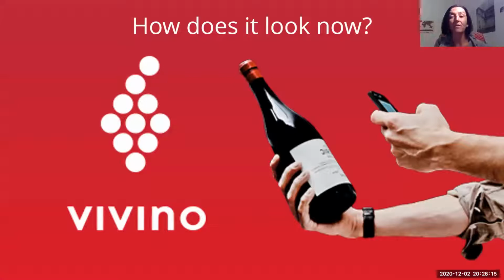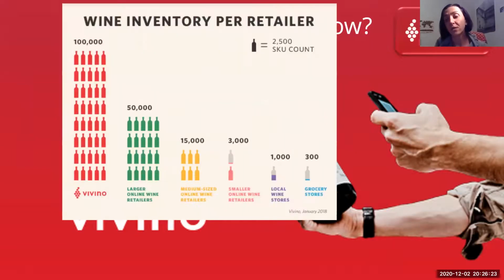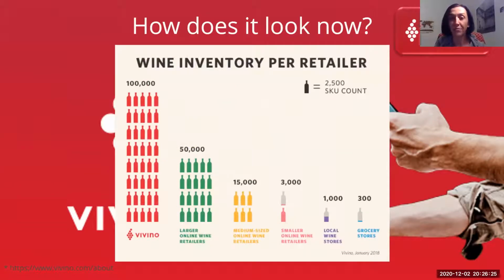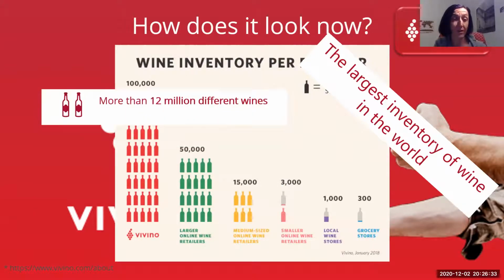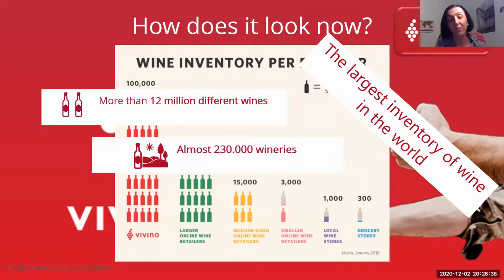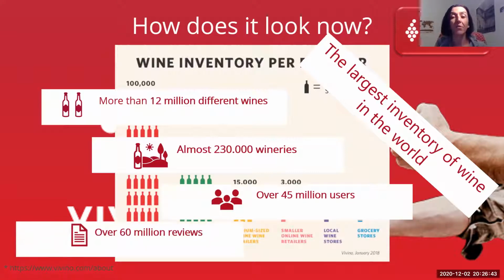So how does it look for Vivino? Just a quick recap of our data. We are the largest online marketplace. We still have the largest inventory of wine in the world. The latest data is that in our database we have over 12 million different wines coming from almost 230,000 wineries, over 45 million active users, and 60 million reviews. So the situation is actually pretty good.